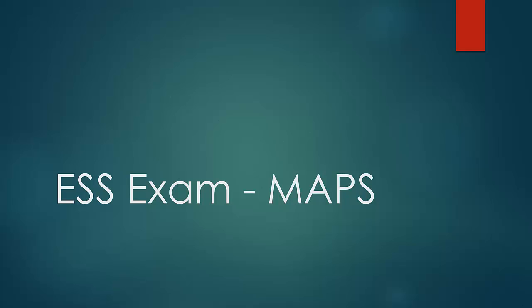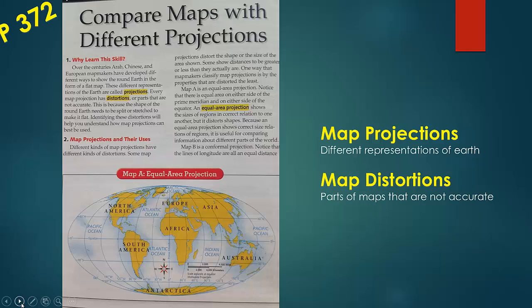Alright, so let's jump right into it. Going to quickly look at the map section for your exam. You were told that you needed to look at your textbook from page 372 to page 373 to look at the maps. I only asked you to know the academic words, the vocabulary words. Okay, so let's quickly run through them and what each one means.